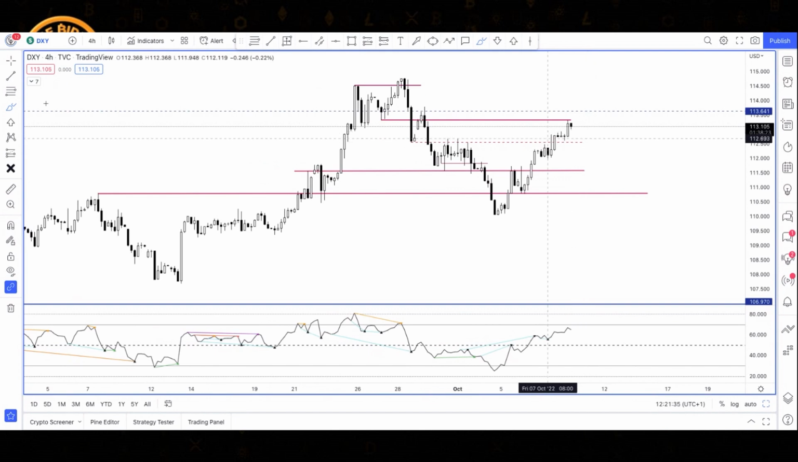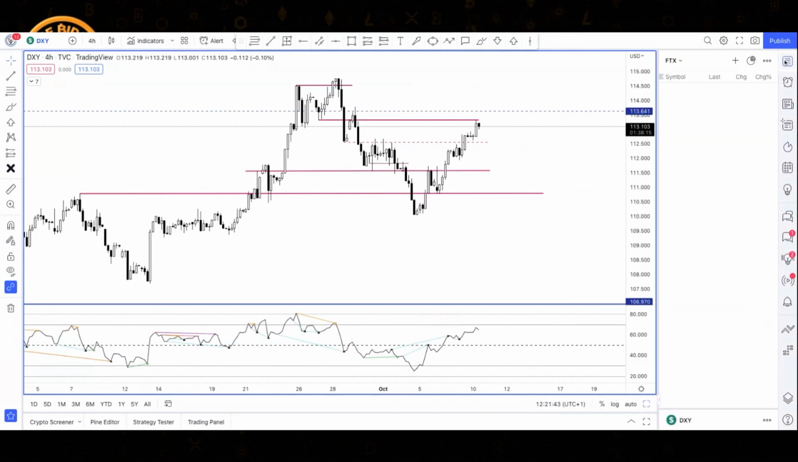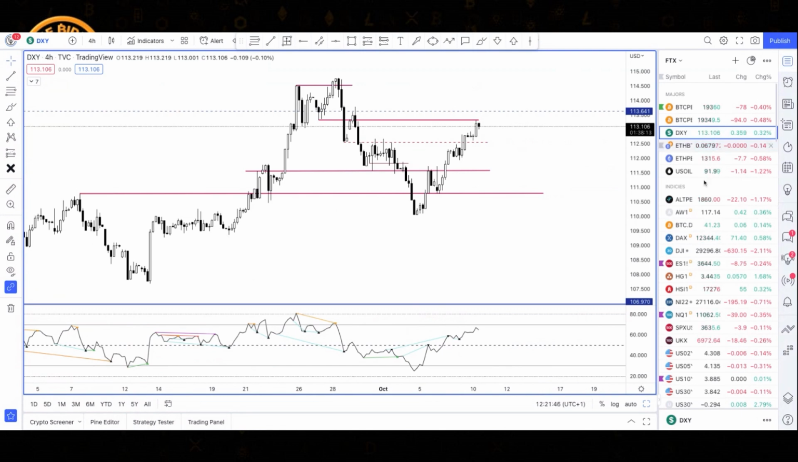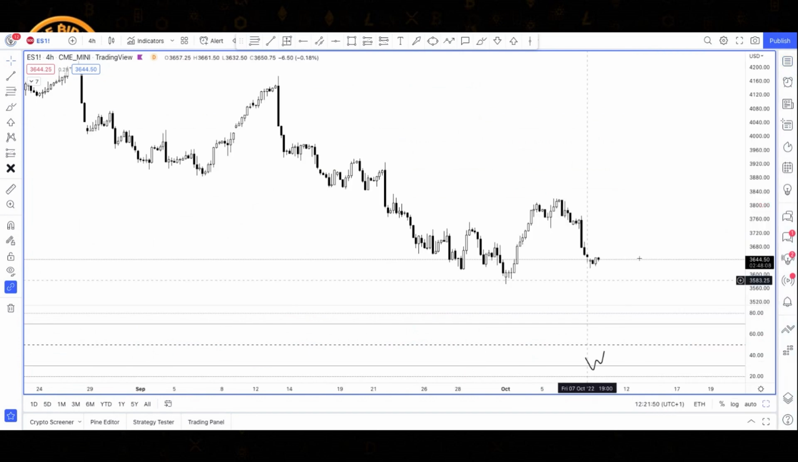So we want to have an eye on the DXY today as well, because if this thing starts to run hot, risk is going to suffer. However, if we get any kind of pullback or any kind of sustained correction, then it's going to be really good news for risk. So let's have a very quick look at ES as well. See how we're doing here.